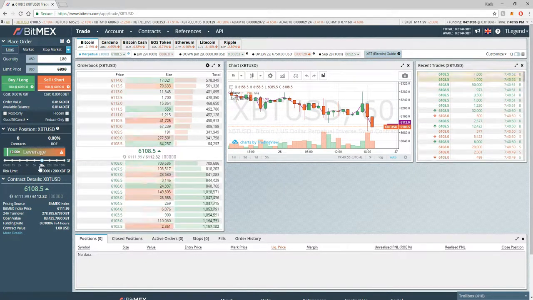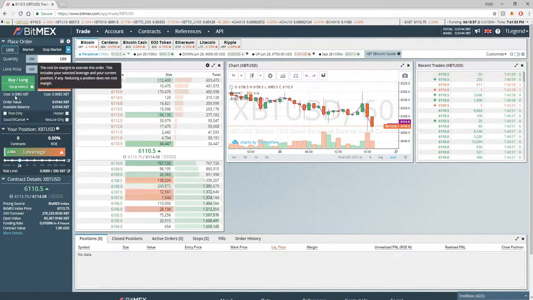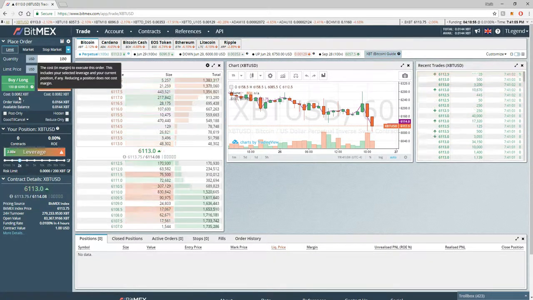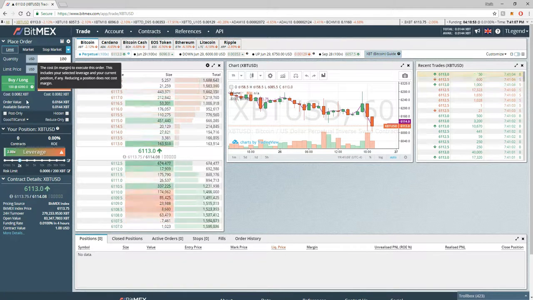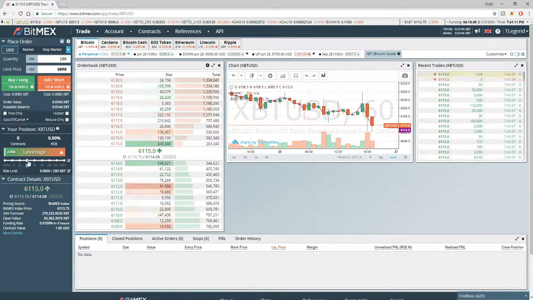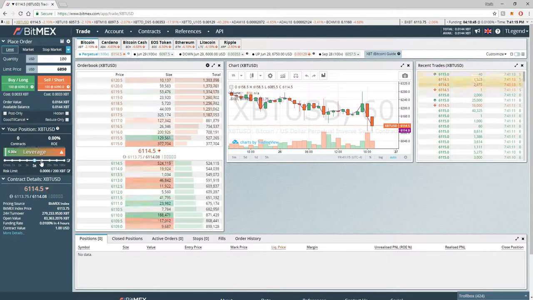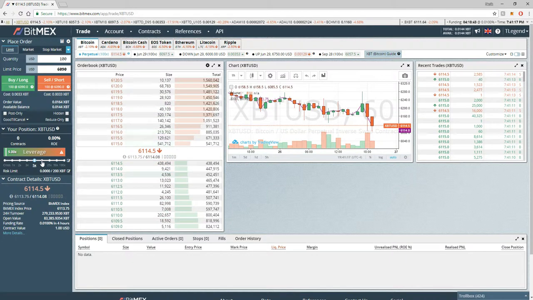Let's say I use 2x or 3x, it changes how much money I'm putting in. As you see, if I put in 2x, it's telling me my cost is going to be close to 0.0082 Bitcoin, and if I use 3x, it gets lower. 5x gets lower. Then you can use 10x.